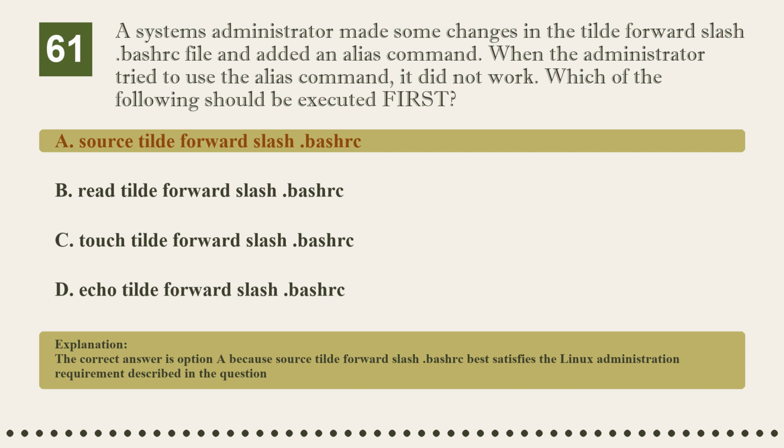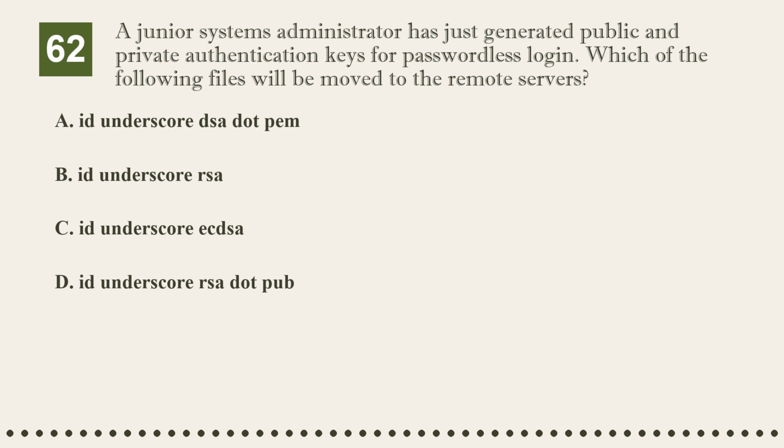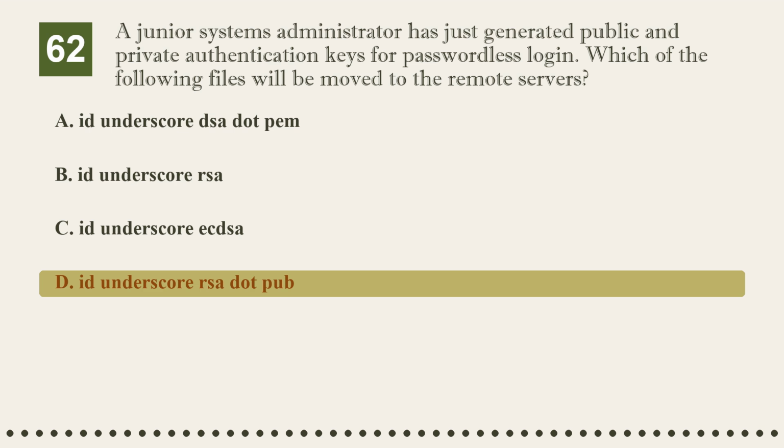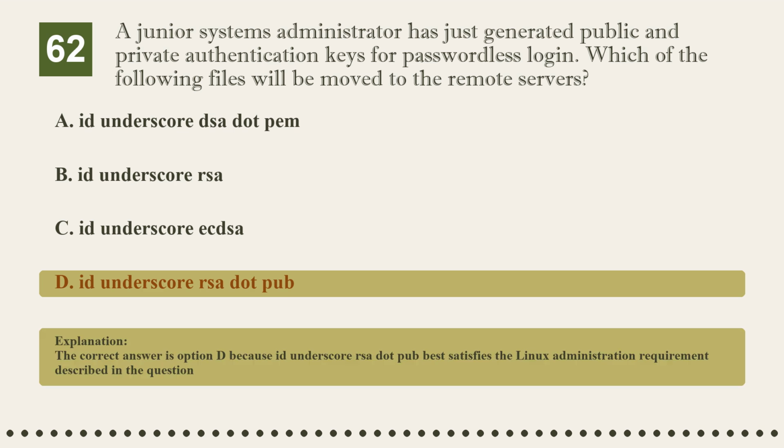Question 62. A junior systems administrator has just generated public and private authentication keys for passwordless login. Which of the following files will be moved to the remote servers? Option A, id_dsa.pem. Option B, id_rsa. Option C, id_ecdsa. Option D, id_rsa.pub. The correct answer is option D, id_rsa.pub. The correct answer is option D because id_rsa.pub best satisfies the Linux administration requirement described in the question.